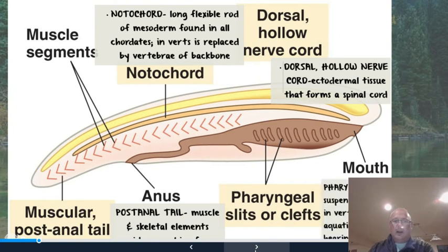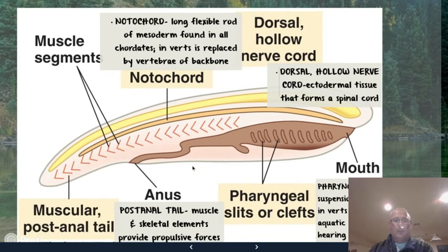Post-anal tail and the pharyngeal slits. The post-anal tail helps provide propulsive forces. Obviously, we don't have this; it doesn't serve a purpose in the human body. The pharyngeal slits are suspension feeding devices in vertebrates, and are involved in gas exchange, and in the hearing and jaws in the vertebrates. So these will eventually change into the jaws and the ears of humans.